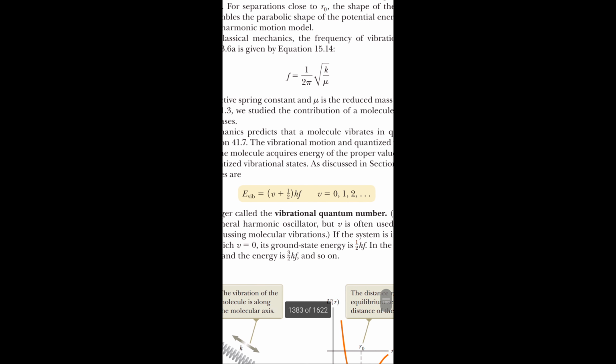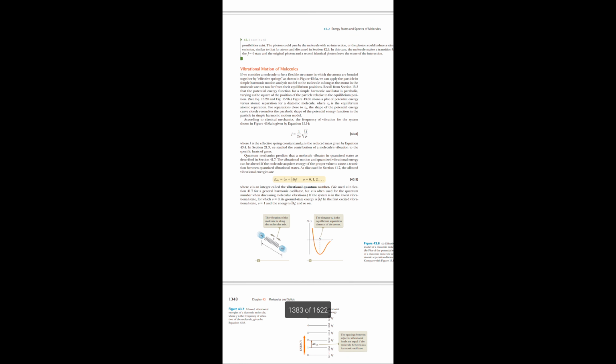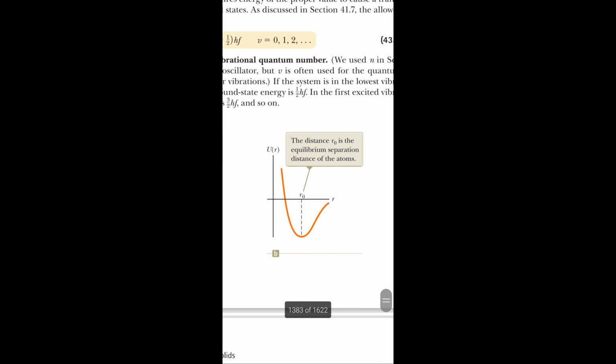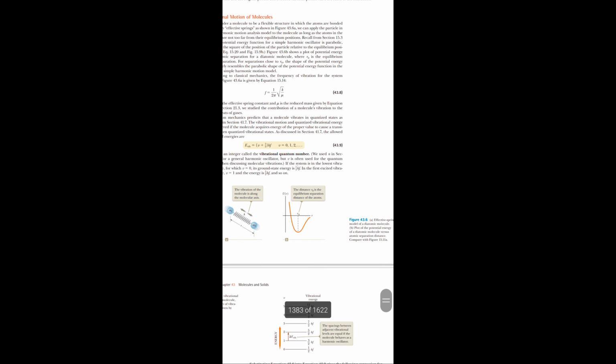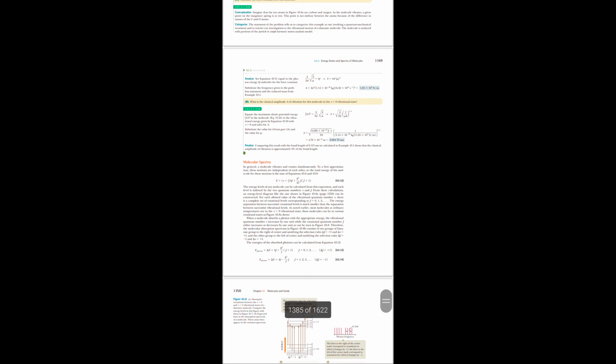Cool. Vibration, motion of molecules. Another interesting equation. We got E vib, vibrational quantum number, energy of vibration or something like that. Who knows? Here's another graph that looks very similar to that first one we saw in the beginning of the chapter. Keep that in mind. We got some other looking equations over here. Vibration of CO molecule again as the example.